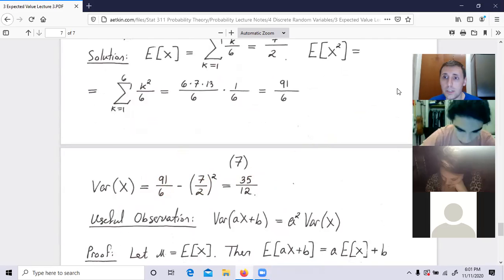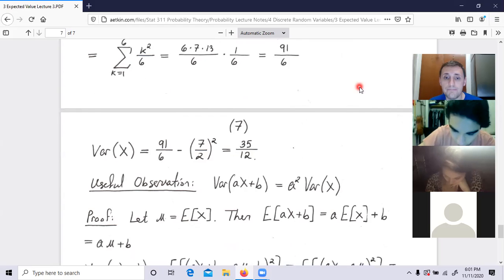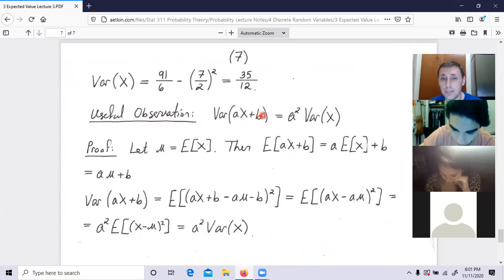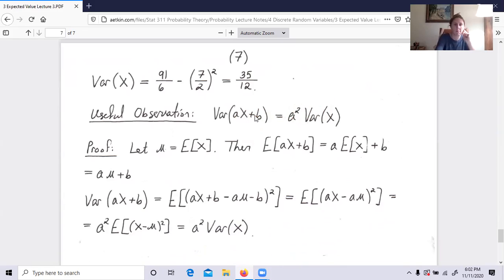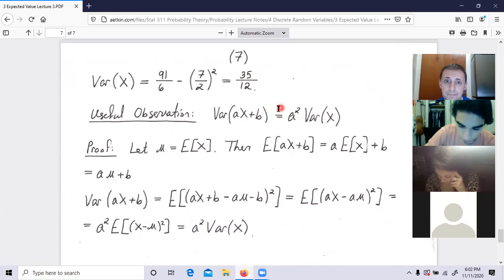So now let's consider a useful observation. The variance of ax plus b is simply a squared multiplied by the variance. Shifting does not change anything, as we would have expected, right? Why shouldn't it change anything? Because you are measuring not where the individuals are located, but where they are located in reference to the average. So adding b, you're just shifting everything to the right or left by b units. And what matters is just the scaling by a.